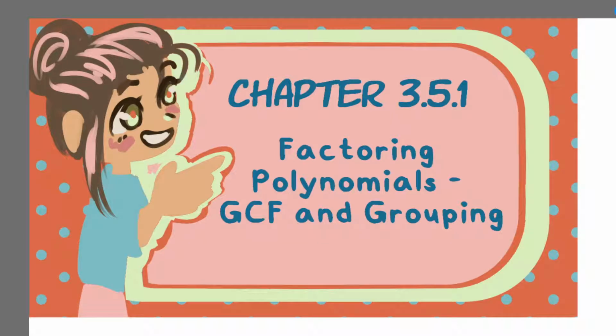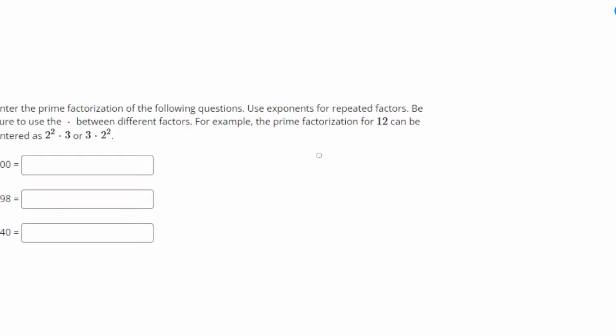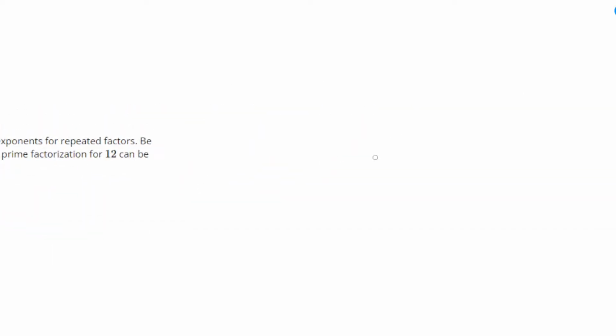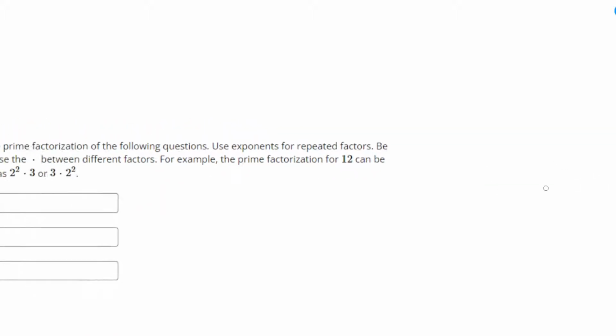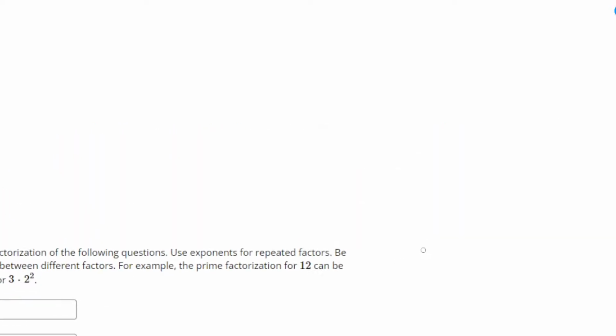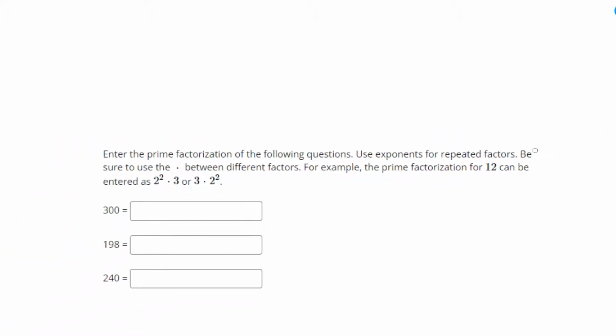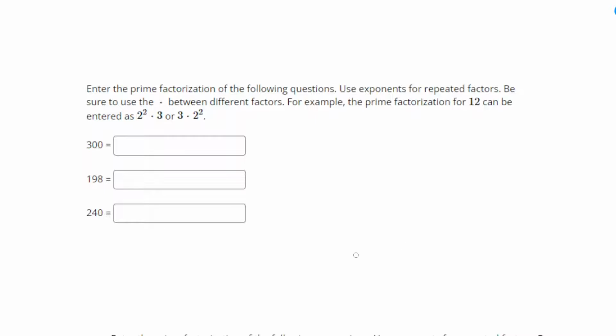Today in this video, we're going to be covering chapter 3.5.1, which is factoring polynomials, and the GCF, which is greatest common factor and grouping. Now, this one, we're getting into some of the heavier stuff to learn about, and the stuff that is going to be more important and used a lot in your future math classes. So, I'm going to try to be thorough and explain well. To start with is the greatest common factor.